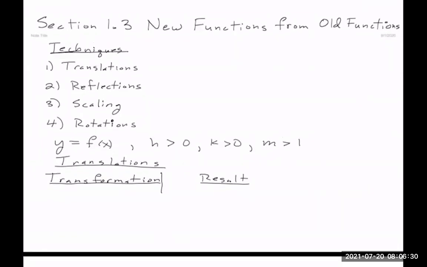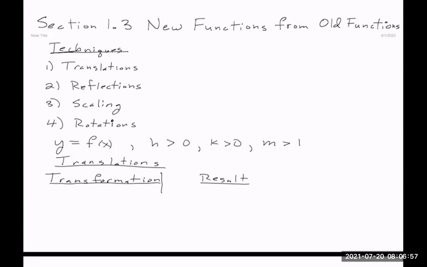New functions from old functions. There are, at least at the beginning, 4 different techniques to obtain new functions from old functions. I'll tell you these first 4.